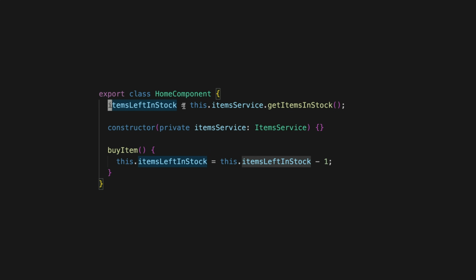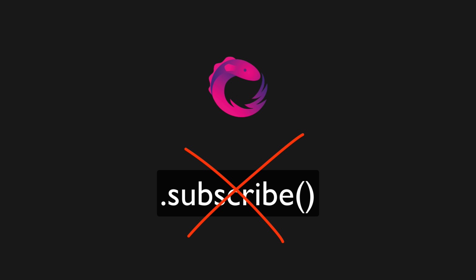So one way I could force this to be declarative is to do something like this. By adding the readonly keyword, I now know that items left in stock can't change. And so I do have the full context of what this is just by looking at this single line here. But this doesn't really work because we do need to change this value, and now our buyItem method isn't going to work. So this is where the concept of RxJS and observables, and specifically not subscribing to them manually, comes into play.